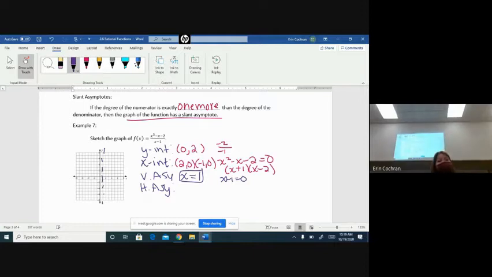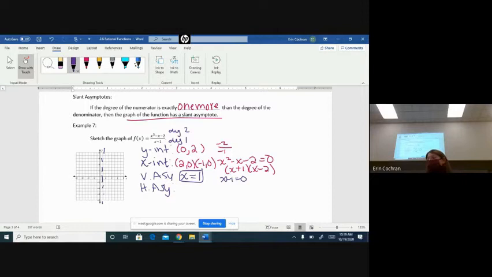The ugly line. And then my horizontal asymptote is based on my degree. What's the degree of my numerator? 2. What's the degree of my denominator? 1. Okay, so now, since we have a degree of 2 over a degree of 1, is that degree less than, equal, or greater? Greater. So what is my horizontal asymptote, or do we not have one? What does it say?